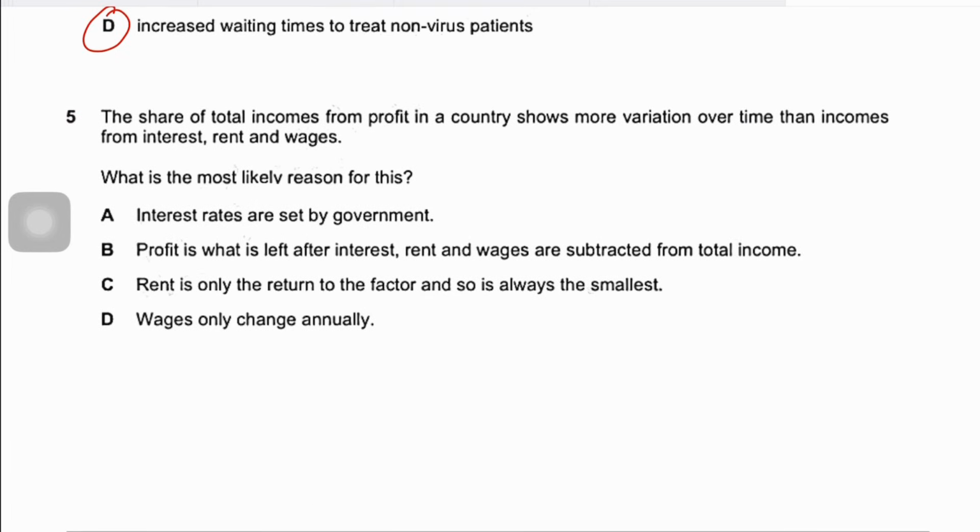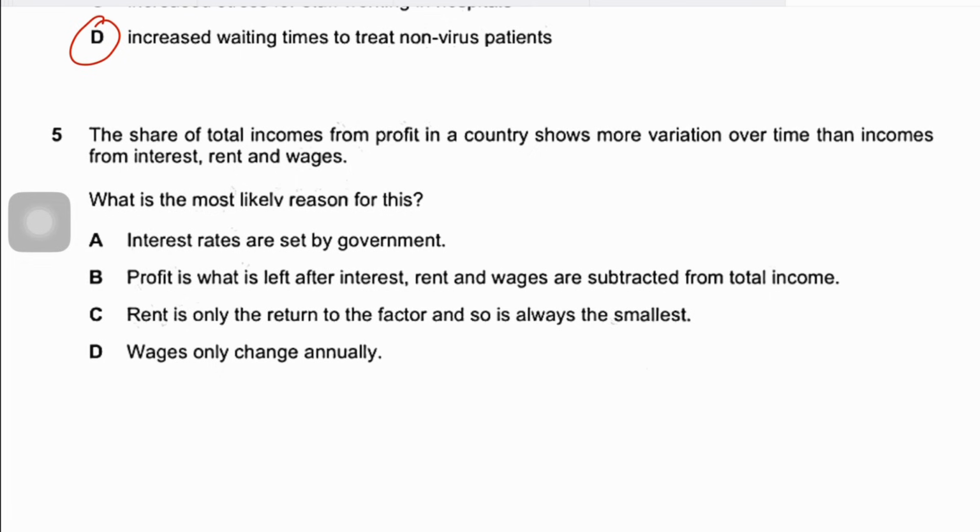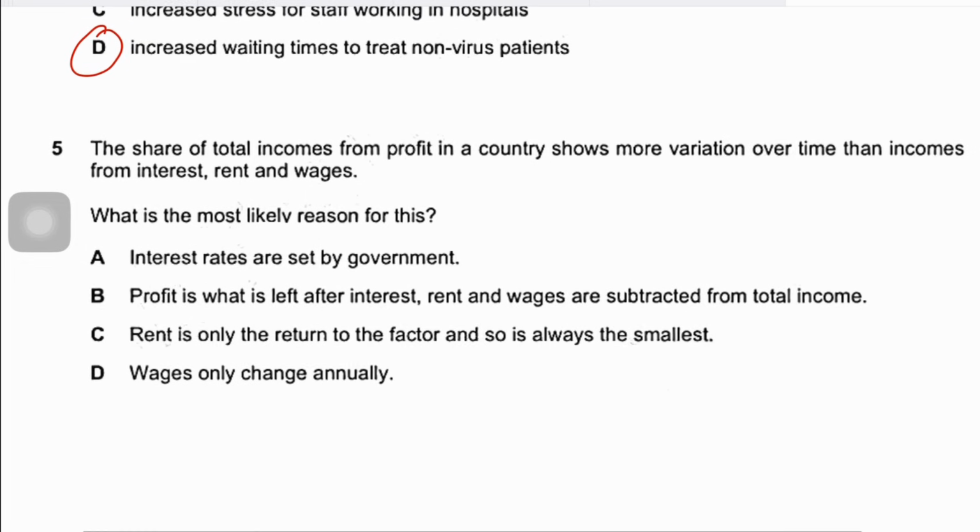Question number 5 says the share of total incomes from profit in a country shows more variation over time than incomes from interest, rent, and wages. Now, what is the most likely reason for this? And the correct answer for this should be B, because it says profit is what is left after interest, rent, and wages are subtracted from total incomes.